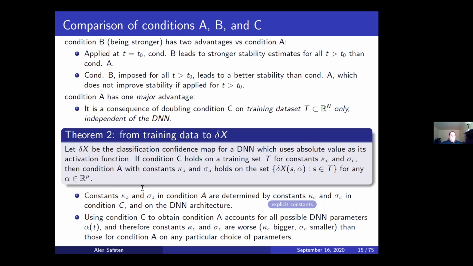The constants kappa A and sigma A in condition A will be determined via this theorem by the constants kappa C and sigma C in condition C, as well as the DNN architecture. Also, if we use condition C to obtain condition A, the constants kappa A and sigma A that we obtain are going to be worse than if we verify condition A for any particular value of parameters. The reason is that now the constants kappa A and sigma A must account for any possible parameters alpha, not just one set of parameters alpha of t0.